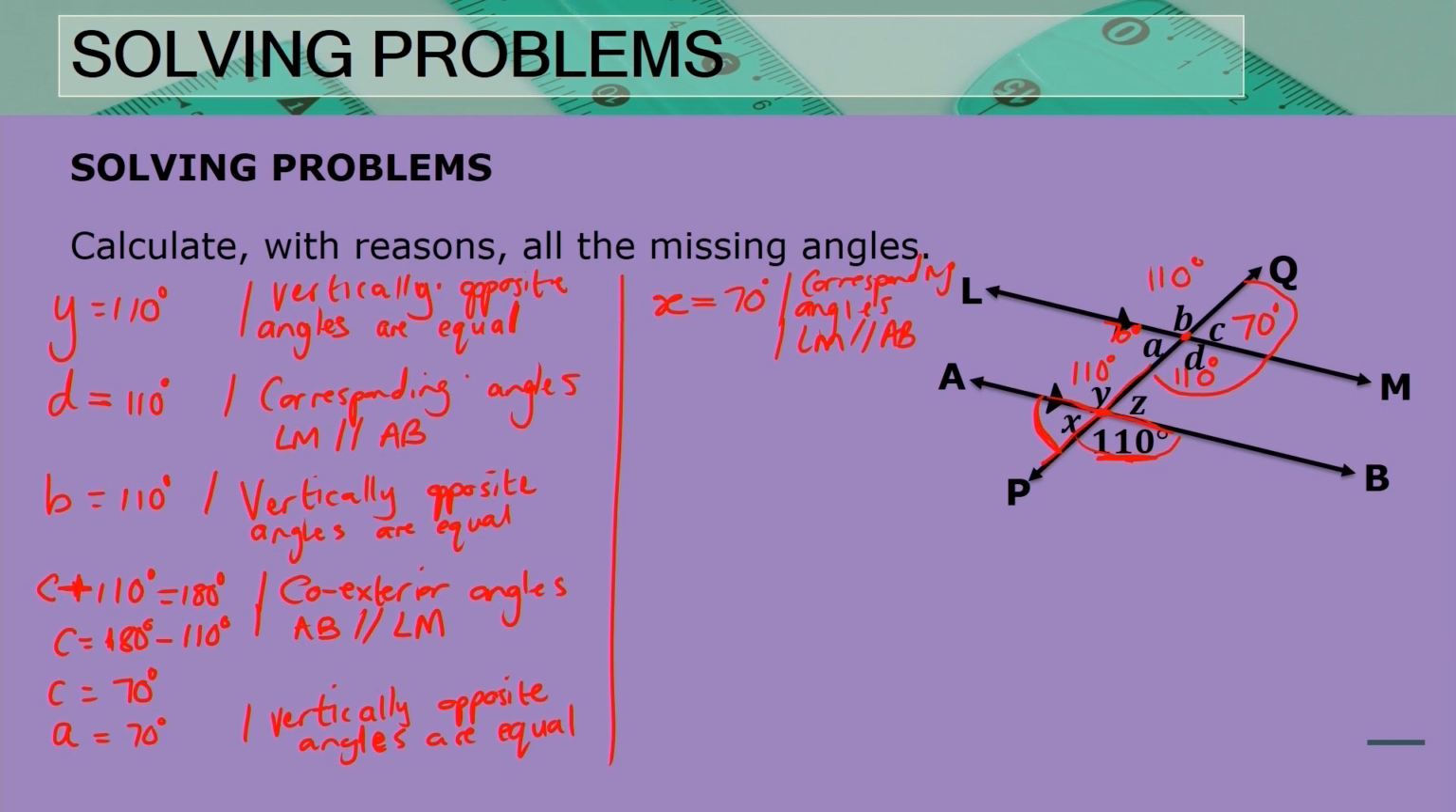And our last angle that we are going to calculate is our Z. And as we can see there, our Z is vertically opposite to our X. That means that it is also equal to 70 degrees. And the reason for that is the vertically opposite angles. And because those angles are formed from intersecting lines, that means that they are equal.